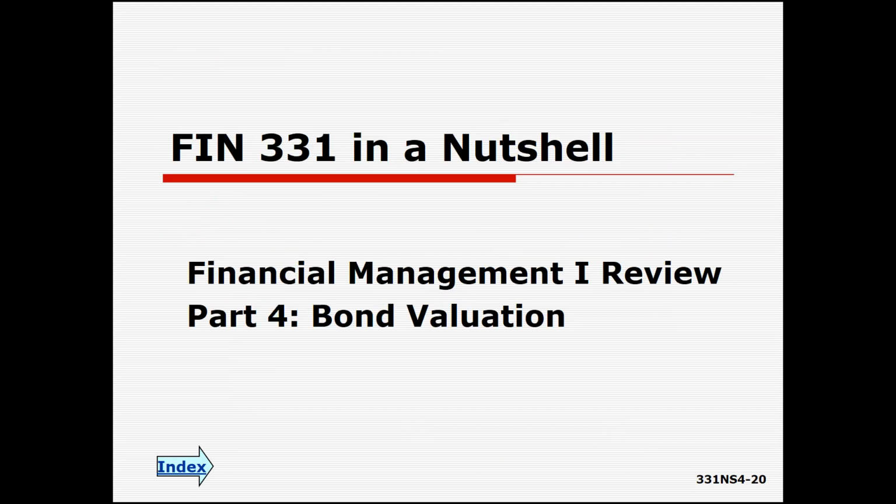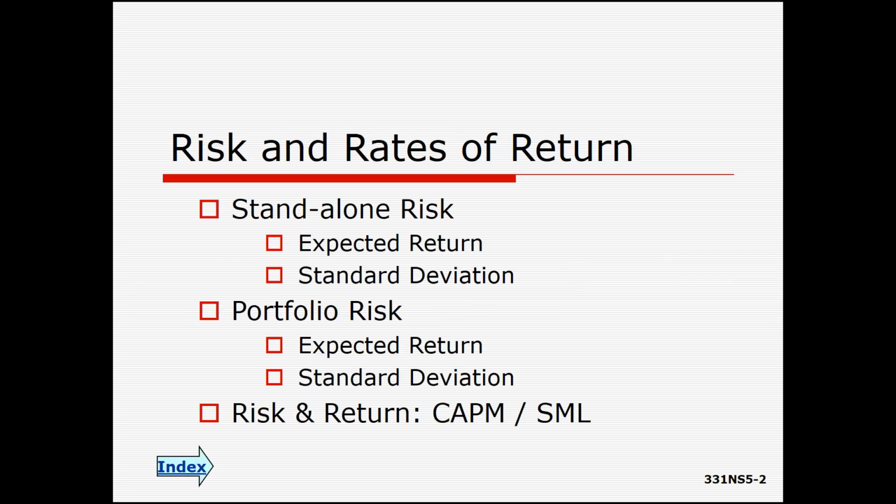This ends Part 4 in our 331 in a nutshell. Part 5 of Finance 331 in a nutshell reviews risk and return. To review risk and return, we need to cover expected return and standard deviation in both a standalone and portfolio context. Finally, we'll review the capital asset pricing model, CAPM.